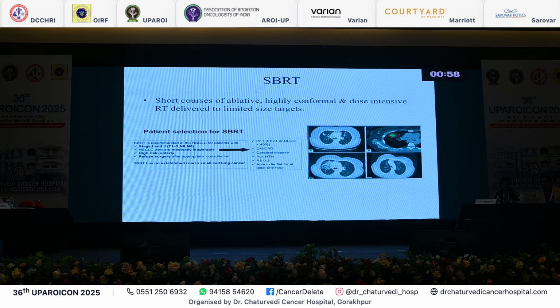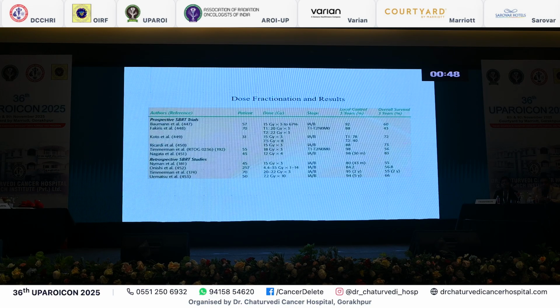If the patient with stage 1 or stage 2 disease is inoperable, or refuses surgery, you can tell him that you have an equivalent option in radiation therapy. We have used numerous fractionation schedules, from 5 gray per fraction to 22 gray per fraction. And what has been the result? The results have been tremendous: good local control, which has translated into good overall survival.